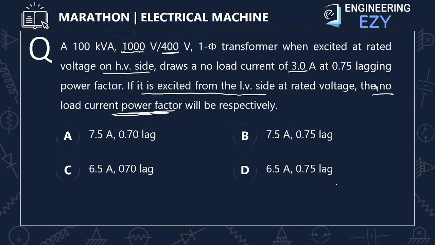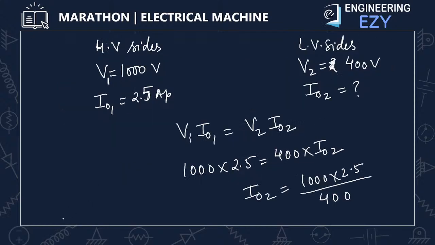In the first case, it is given as 3 ampere. Sorry. This current is given as 3 ampere. You should change the data. No load current is given as 3 ampere.